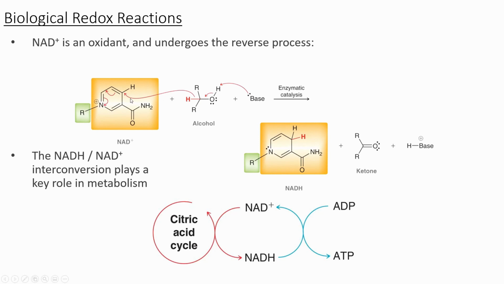The product of NADH doing a reduction is NAD plus, and NAD plus is part of the reverse process. In the presence of an enzyme catalyst, it can convert an alcohol up to a ketone, oxidize it up to a ketone. So in nature, we have this process where we have either NADH or NAD plus converting a molecule of ADP to ATP, and then the citric acid cycle can convert the NAD plus back to the NADH, where we have another reaction that can occur.